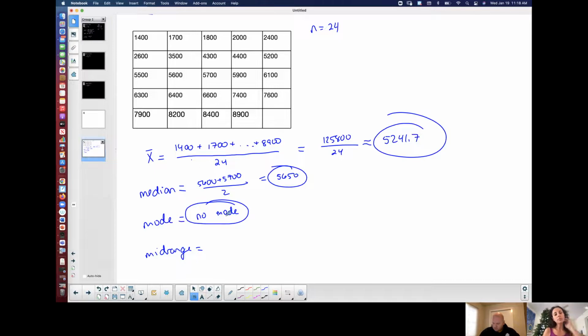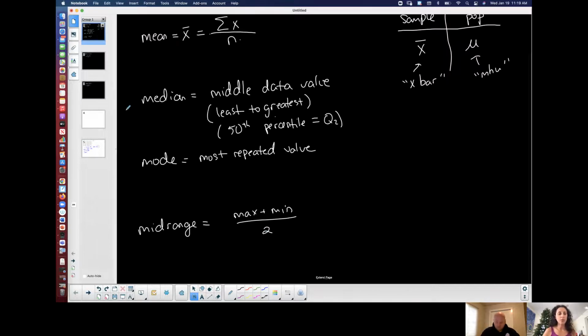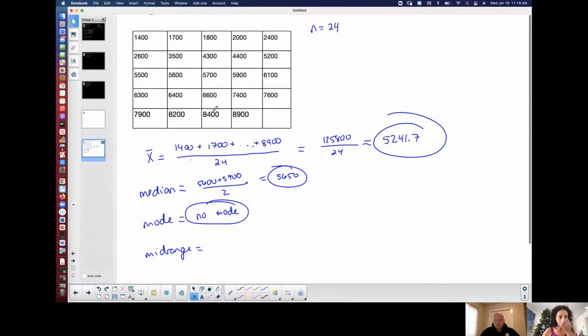And then the mid-range. We take the sum of the max and the min. So this is already in order from least to greatest, right? I'll show you the max plus min divided by 2. So I know the maximum is 8,900. And then I add to that the minimum, which is 1,400. And I cut that in half to get my mid-range.